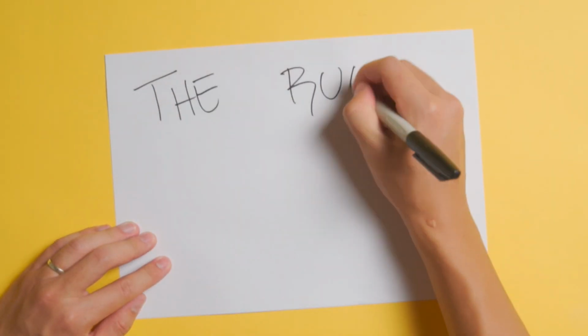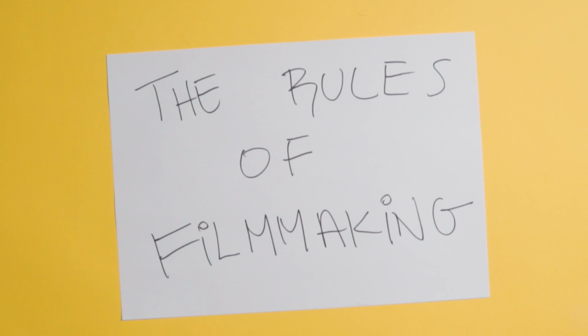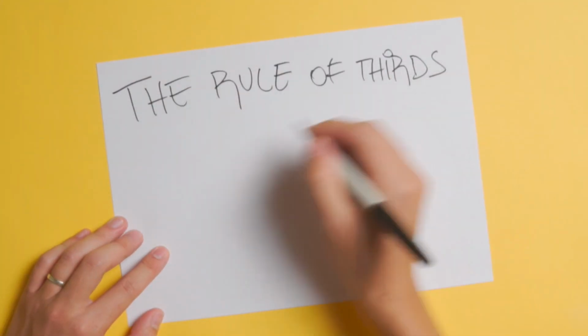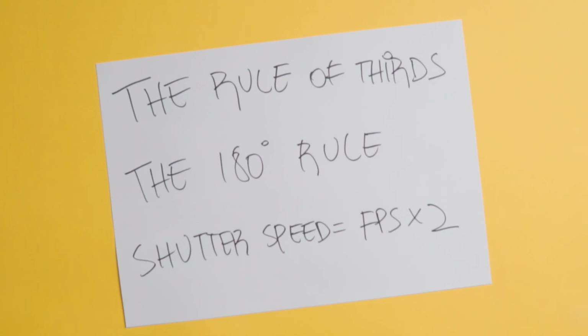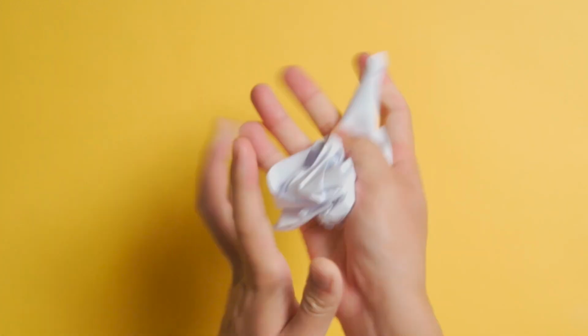When you first started out doing filmmaking, you might have heard of these rules that you have to follow when you're shooting your film, such as the rule of thirds, the 180 degree rule, or that you have to double your shutter speed according to your frame rate. Today, I'm going to teach you guys how to break these rules.